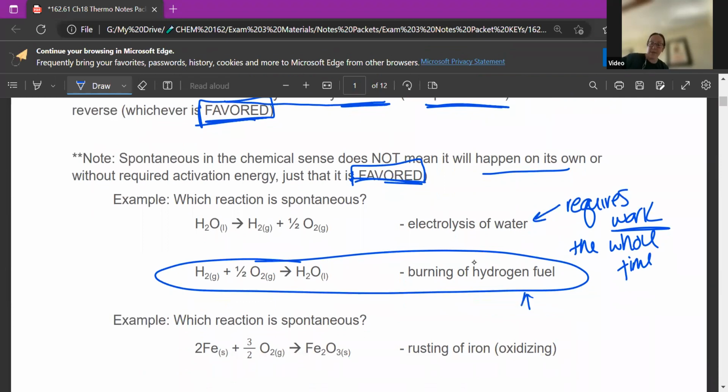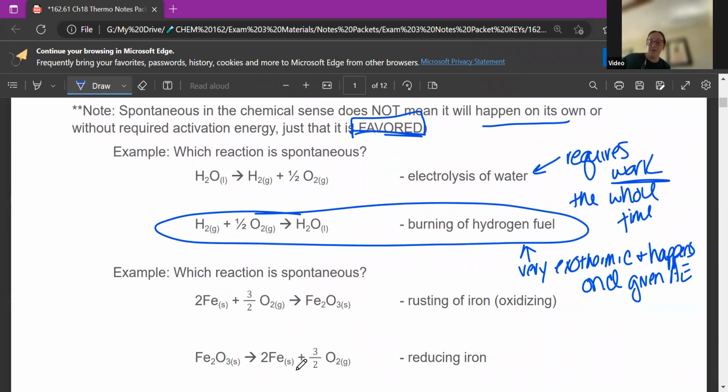Okay, this one is favored because it's very exothermic, gives off a lot of energy, and happens once it's given the activation energy. So it might need a little spark to go, but then it just kind of happens by itself. All right, we're going to look at these two processes now. So which of these is spontaneous?